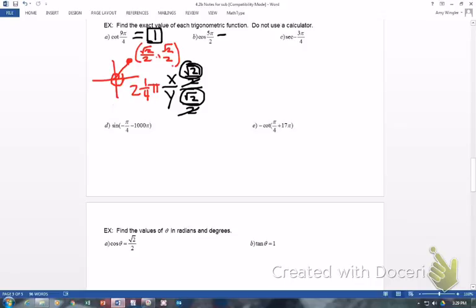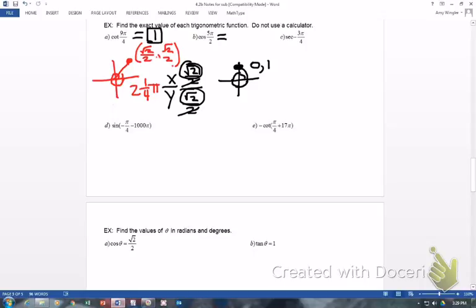Okay, cosine of 5/2 pi. You know this is on the unit circle because the denominator's a 2. So you've got to figure out where 5/2 pi would be located on your circle. Well, every 90 degrees is 1/2 pi. So this would be 1/2 pi, 2/2 pi, 3/2 pi, 4/2 pi, so 5/2 pi is right here. So that point on the unit circle is the same as the point pi over 2, so that's the point 0, 1.